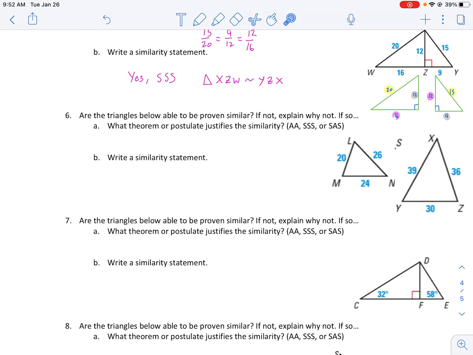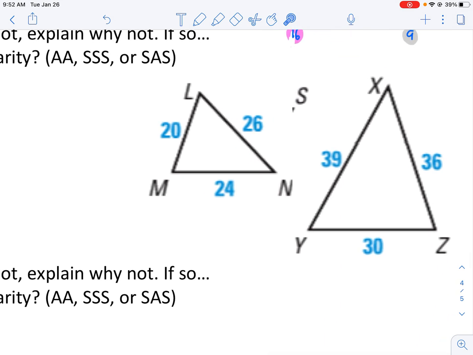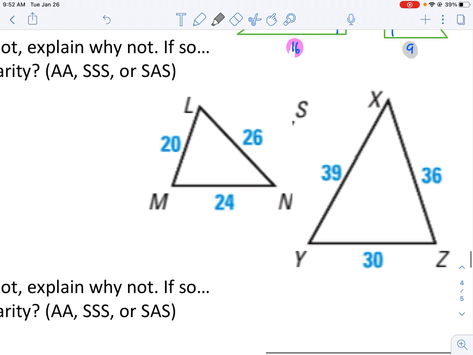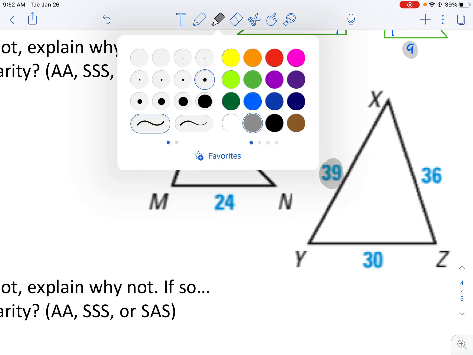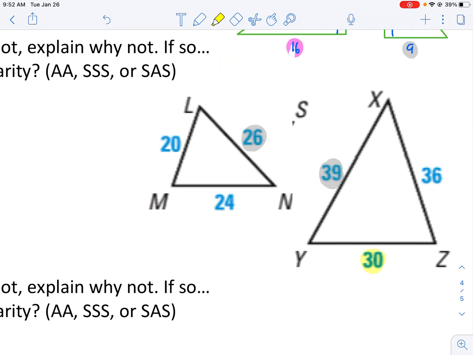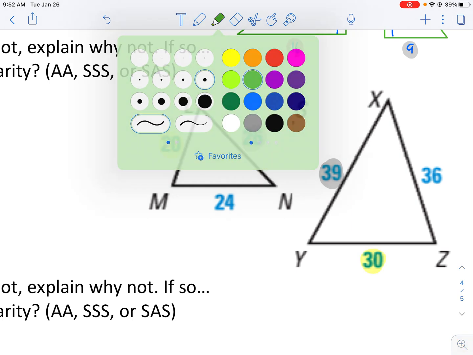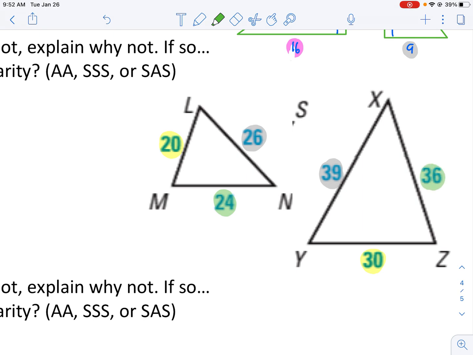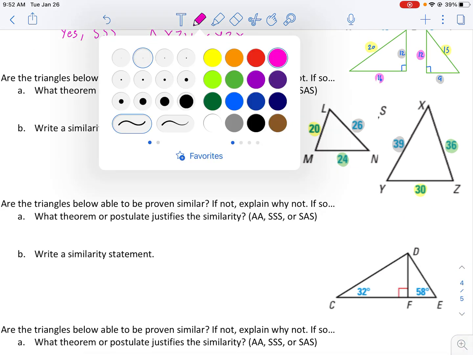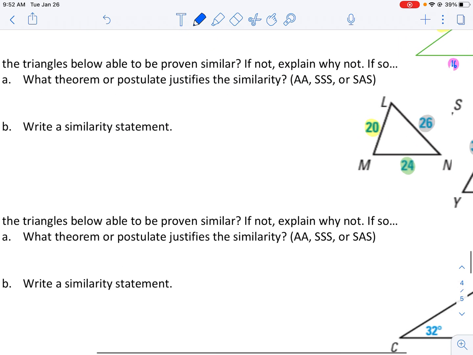Number 6. Okay, we just have 3 sides here, so let's again do biggest side over biggest side. Does that equal smallest side over smallest side? Does that equal medium side over medium side? So let's test that out. We have 39 over 26. Does that equal 36 over 24? And does that equal 30 over 20? And they all equal 3/2 or 1.5.